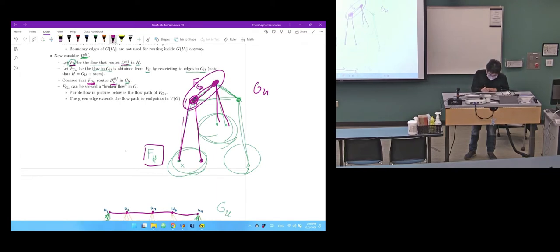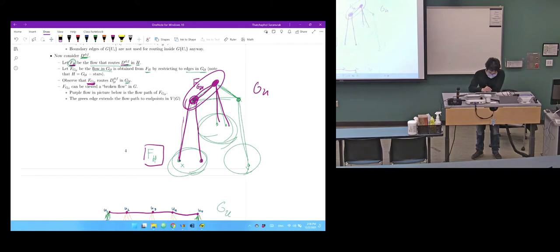FH route is D diff, so FGU will route D diff U. Okay. So now what we want to do is that, okay.